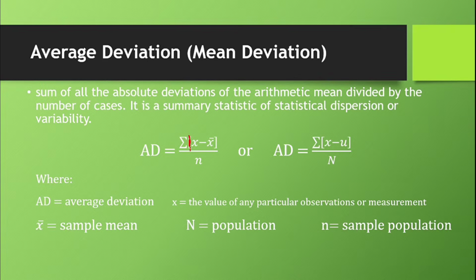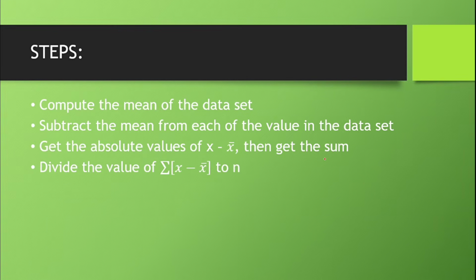So we have here AD. Again, I want to correct this. This is absolute, before we proceed to anything else. So this is absolute, where AD is the average deviation and X is the value of any particular observation or measurement. X mean is the sample mean, and N is the sample population. Okay, so how do we do the average deviation?